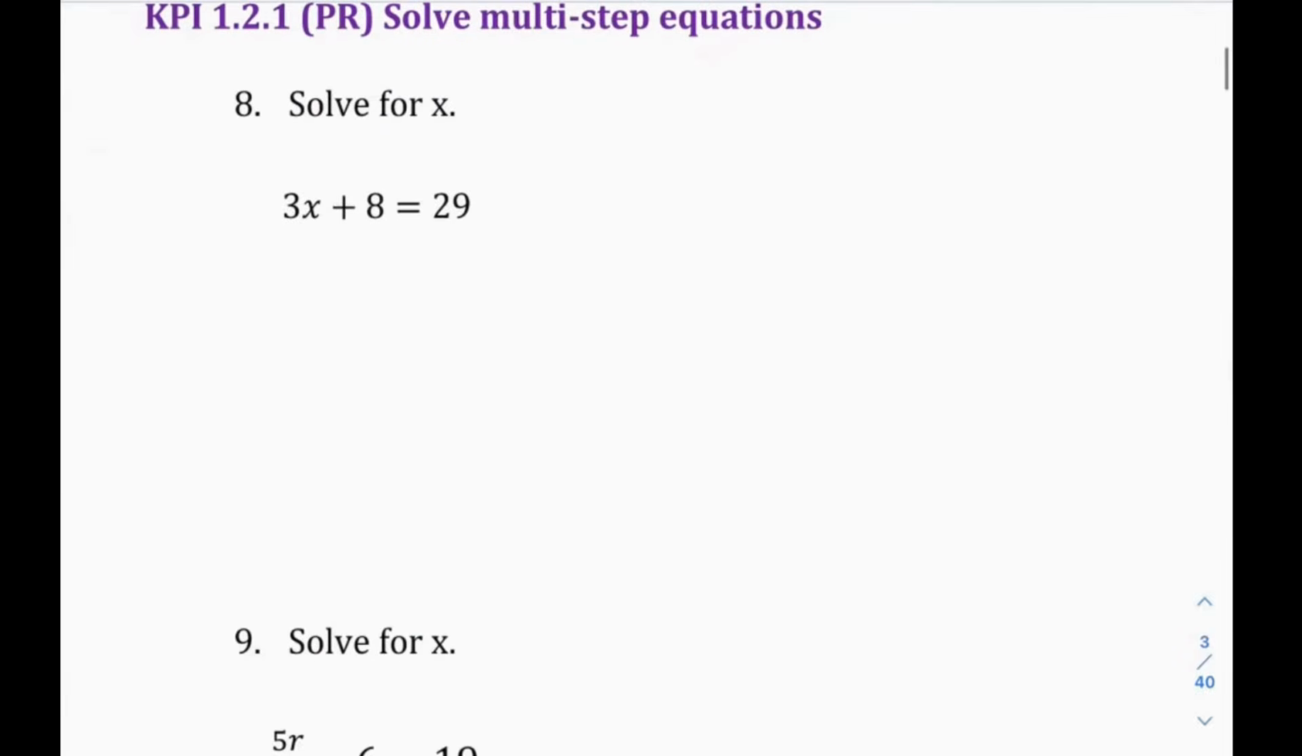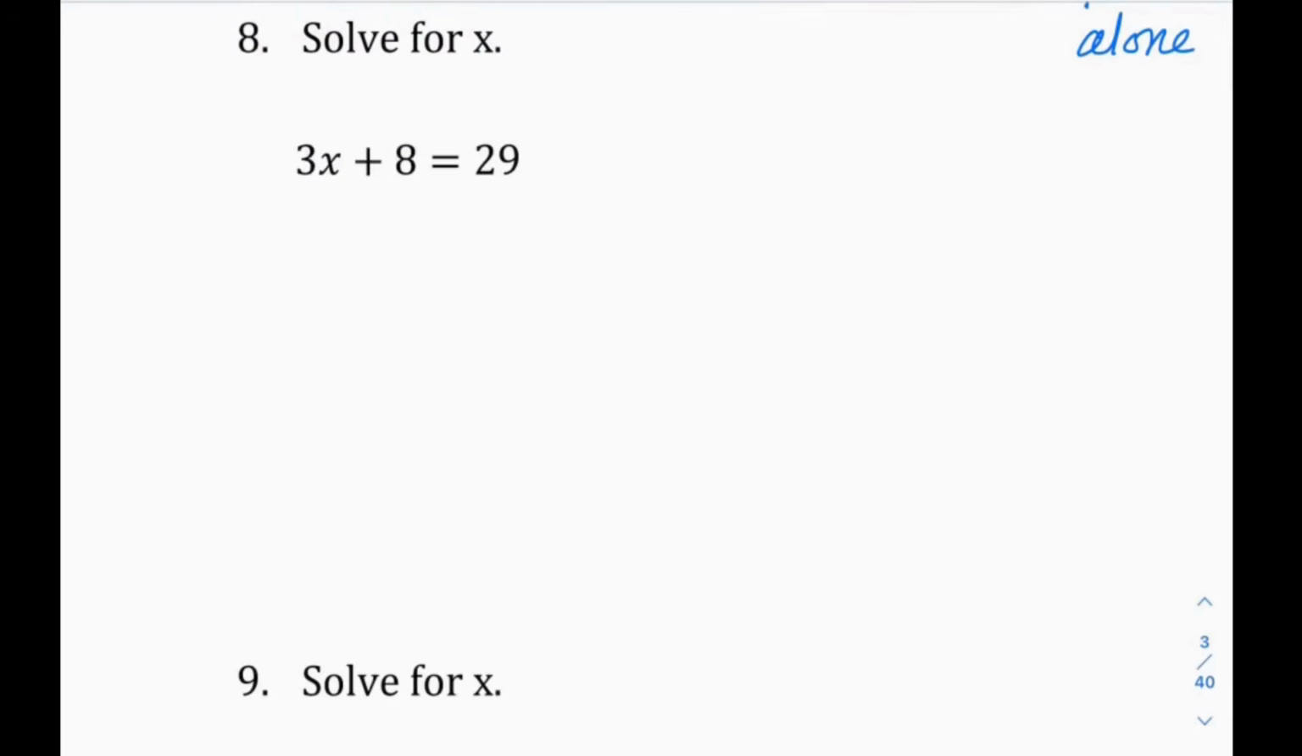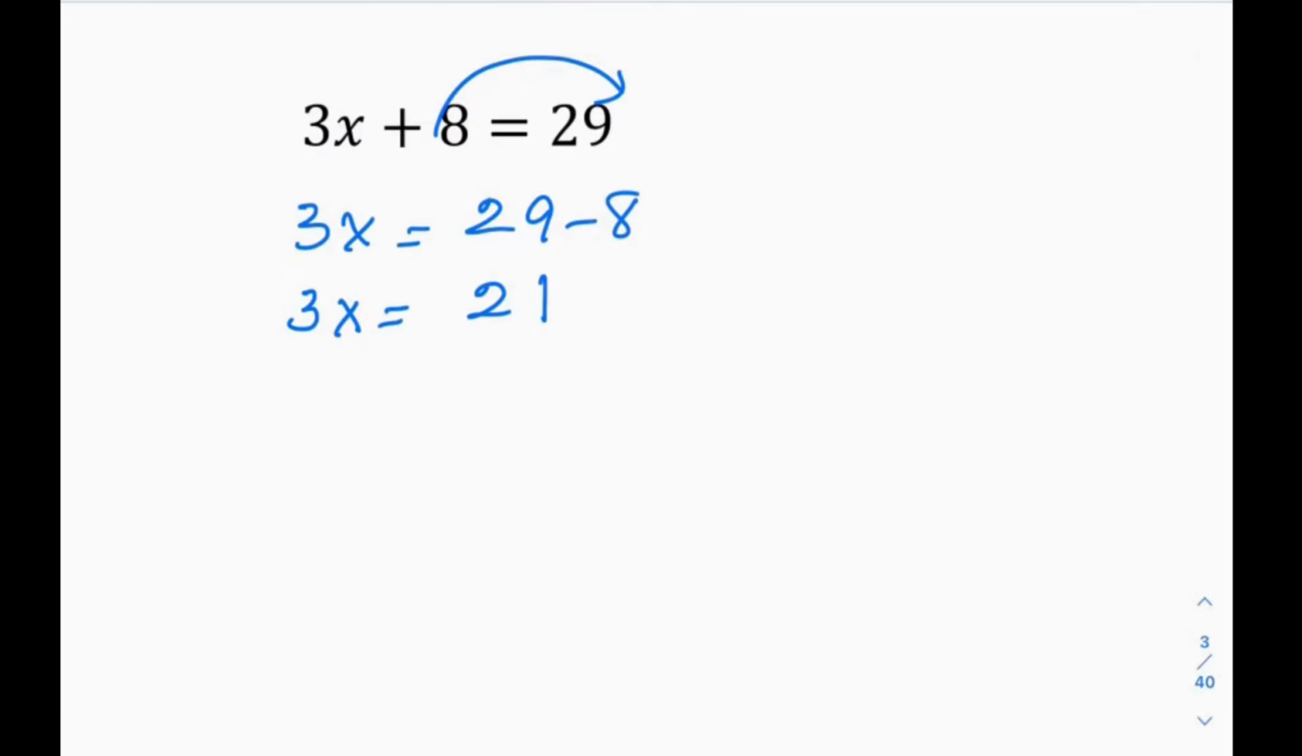Solve a multi-step equation. Remember, solving means keep the variable alone, or isolate the variable. So if you want to solve for x, we are subtracting 8 from both sides. So 3x is 29 minus 8, which is 21. We will do the inverse operation. Now, 3 here is multiplied by x, so we will divide by 3 on both sides. So x is 7. Done.